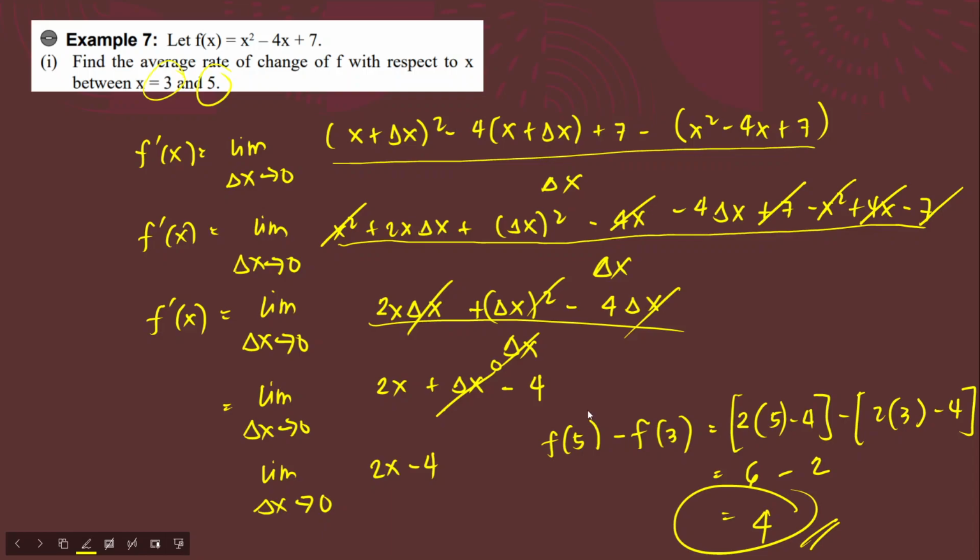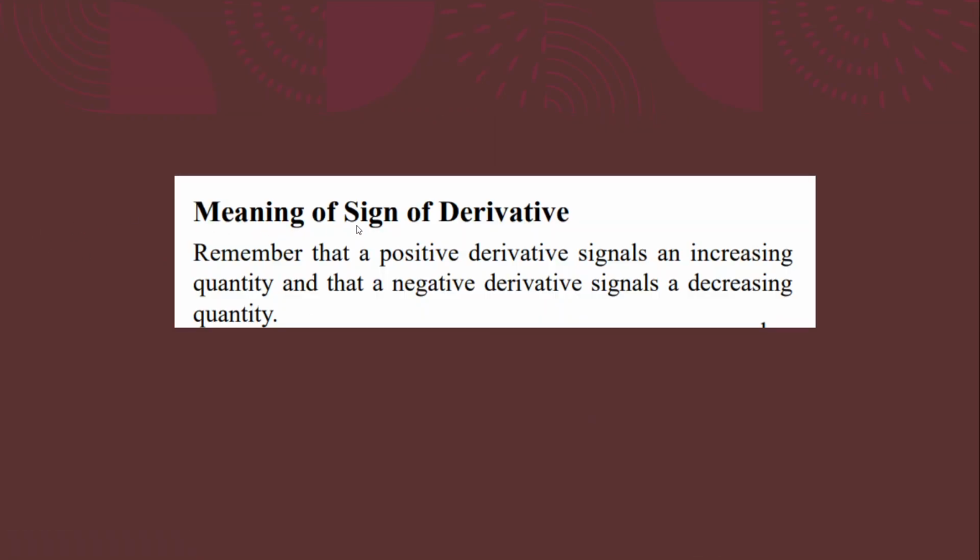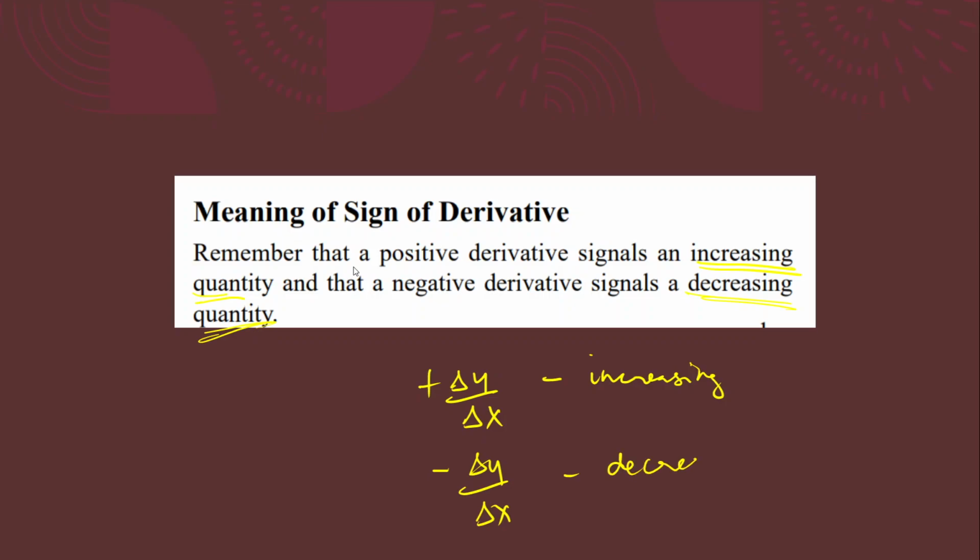So, that is our meaning of sign of derivative. Okay, remember that a positive derivative signals an increasing quantity. Kapag positive ang sagot mo sa derivative, increasing quantity. Okay, pag negative, that is decreasing quantity. Okay, you just have to remember this. Pag positive ang delta y over delta x, that is increasing. Pag negative ang delta y over delta x, that is decreasing. Okay? So you just have to remember this one.